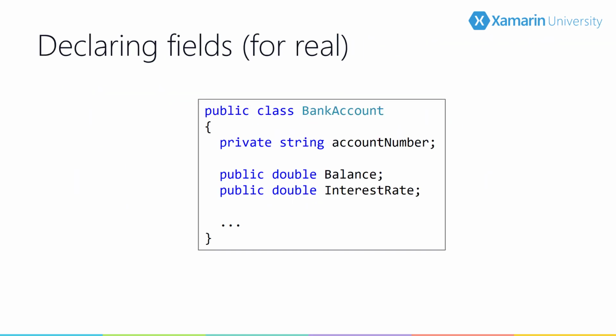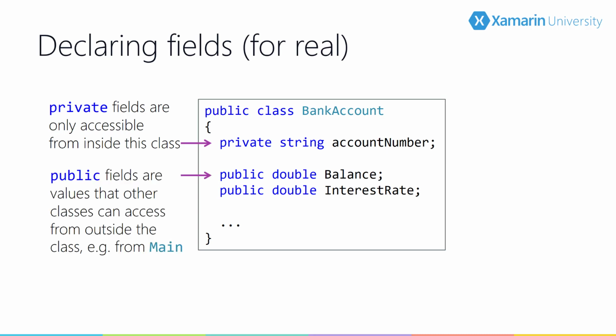So knowing how to actually use public and private now, this is really what our class would look like. Most likely our account number would be private because other sources don't need to have access to that. And things like our balance and interest rate could be public, because maybe other classes are interested in knowing the balance and interest rate of a bank account, because they could do things based off of those values, whereas the account number is probably something that they don't need.